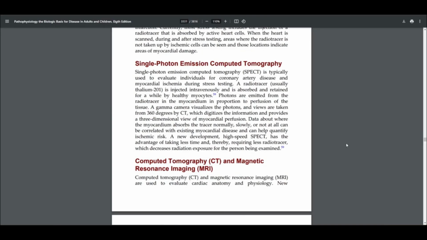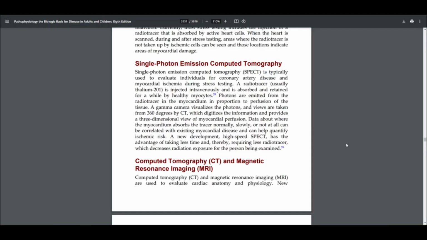Single photon emission computed tomography, or SPECT, is typically used to evaluate individuals for coronary artery disease and myocardial ischemia during stress testing. A radiotracer is injected intravenously and is absorbed and retained for a while by healthy myocytes.